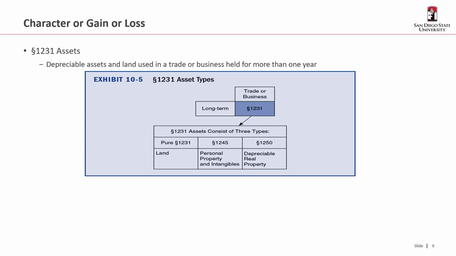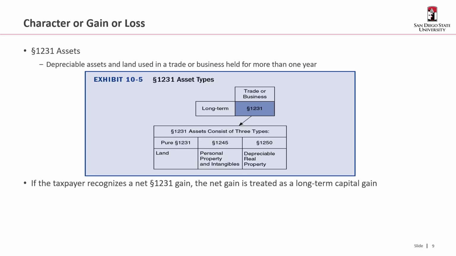And I like to think of 1231 as being broken down into 3 separate buckets. Pure 1231, and that's land, because land is non-depreciable. 1245, which is personal property and intangibles. And remember, now personal property doesn't mean personal use property. That's all property that's not real property. So that takes us over to 1250 that says depreciable real property is 1250 property. And of course, real property is real estate, land, and things that are attached to it.